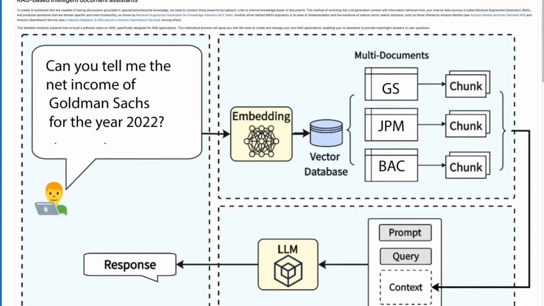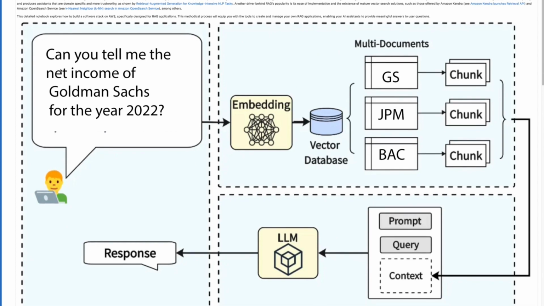Hello everyone. Today we're going to show you how to create your own AI assistant using your own documents on your own cloud on AWS within 10 minutes. In this diagram, I'm showing you the sample application where I index the financial documents into the vector store, and then I start asking questions.